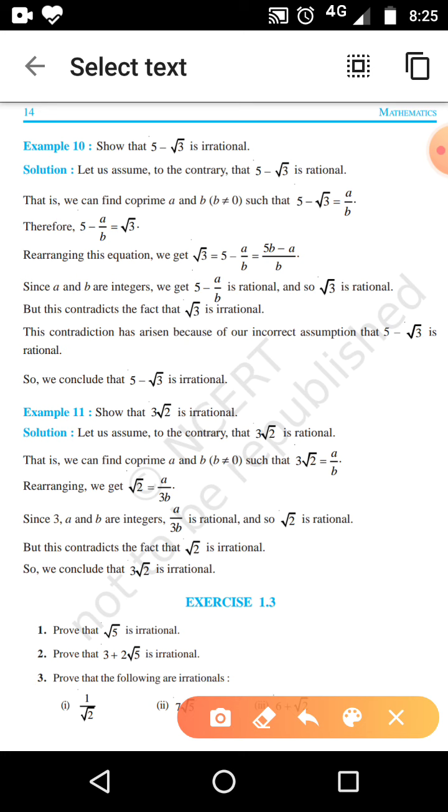Similarly for 3 root 2 also, simply you can say 3 is rational, root 2 is irrational, and the product of a rational and an irrational is never a rational number. That's why it is an irrational number.